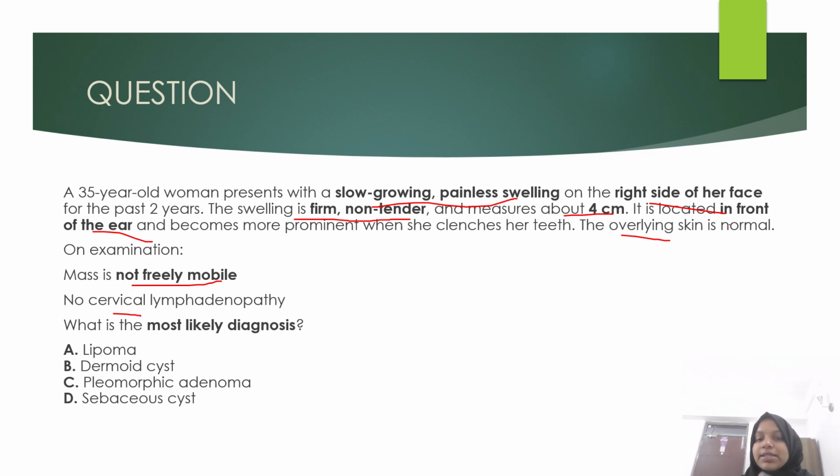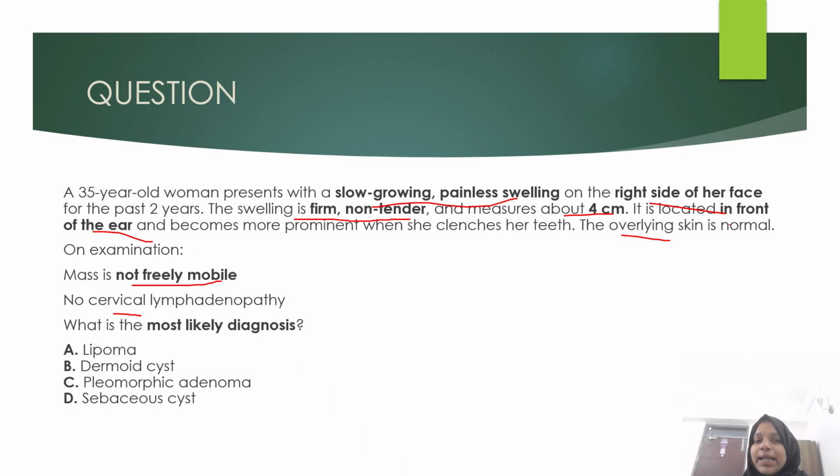So it's a swelling of the face, slow growing, painless, not freely mobile, and it's getting prominent when you're clenching your teeth. So it's most likely some swelling over the parotid. So what is the most likely swelling of the parotid? Among the options: lipoma, dermoid cyst, pleomorphic adenoma, sebaceous cyst. You have to know the characteristics and the location of the usual swellings. Lipoma is usually over the nape of the back, or any place you can have a lipoma, but it's usually very freely mobile, slippery, and soft.